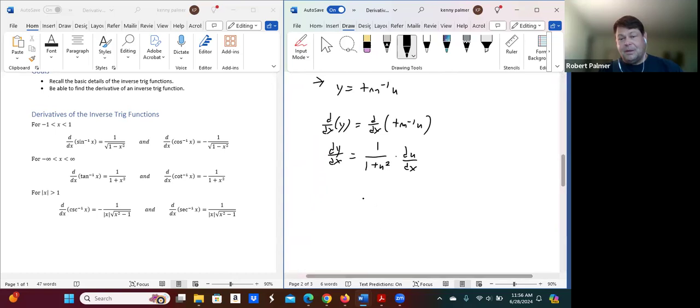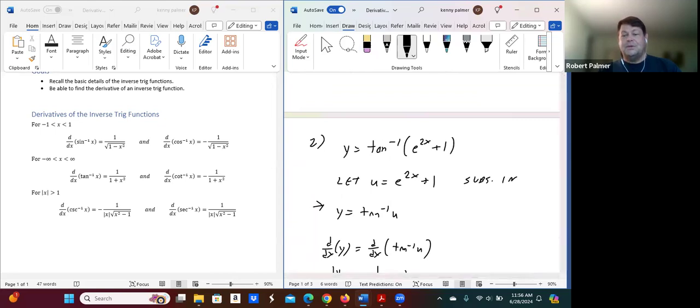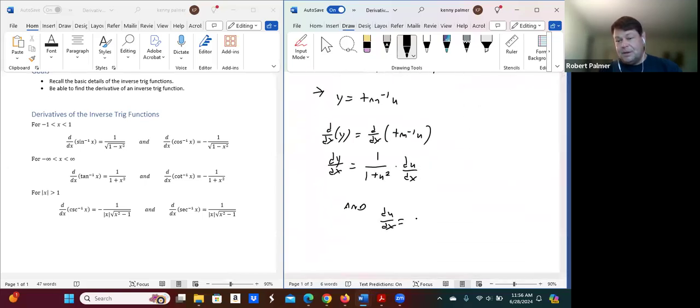Okay, so I actually need to find that du over dx. Let's look back at this. u is e to the 2x plus 1. The derivative of the constant is 0. The derivative of e to the 2x is, once again, the exponential is just e to the 2x. Then once again, the chain rule, the derivative of 2x is 2. And that's going to be 2e to the 2x.